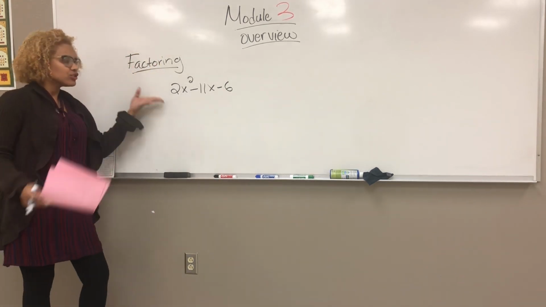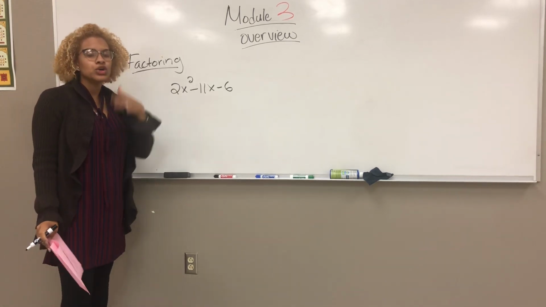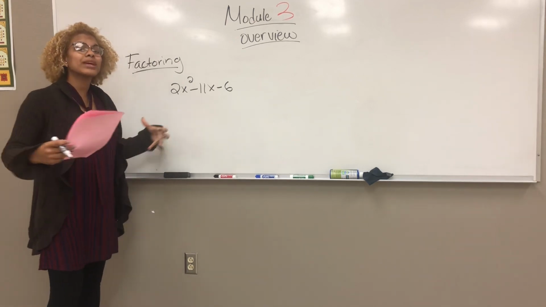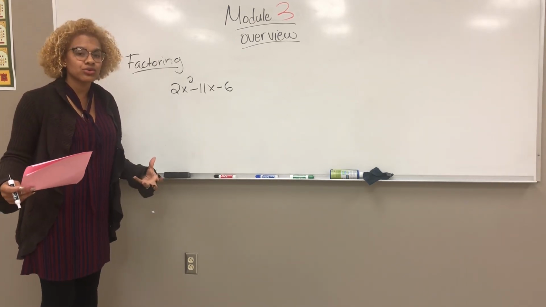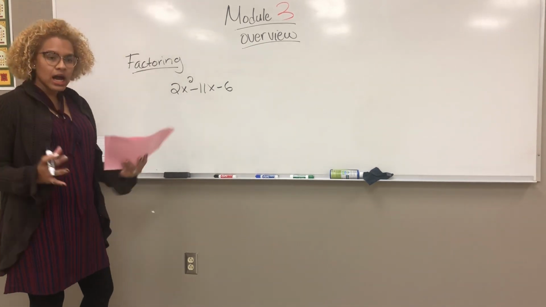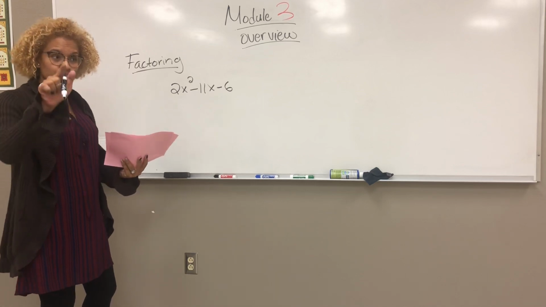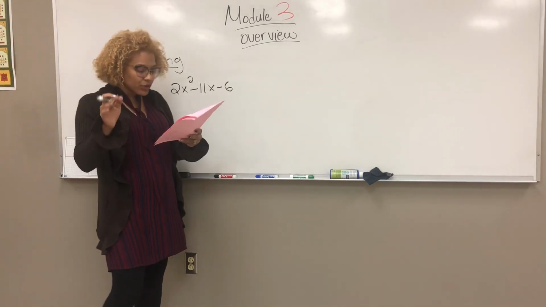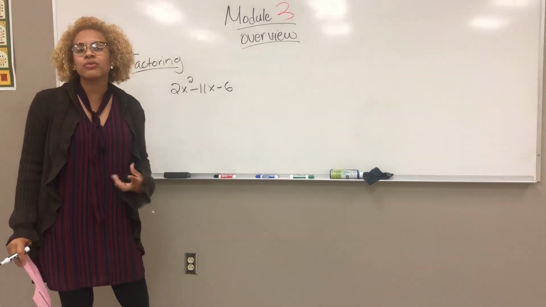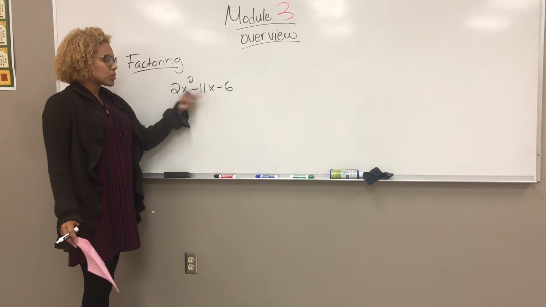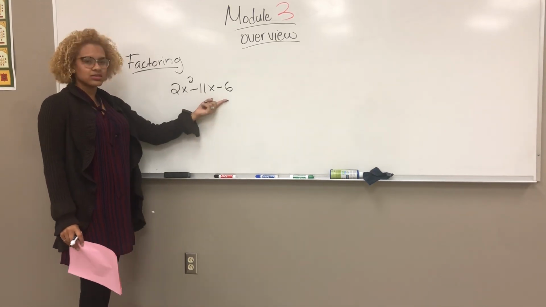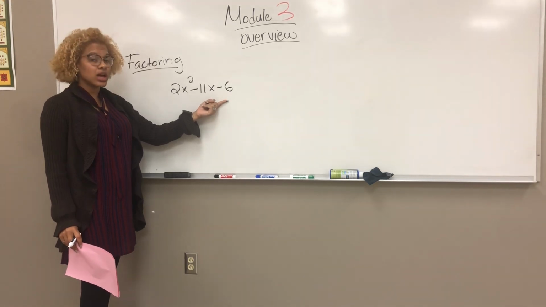Okay, so you're given this, and the directions are to factor. I want you to take this trinomial and break it apart into its factors, the multiples of it, okay? So I'm using my factoring flowchart that you should have printed out. And the first question always is, is there a GCF? Is there a greatest common factor? So you're going to look at each number and ask yourself, can I simplify 2, 11, and 6? In this case, you cannot.